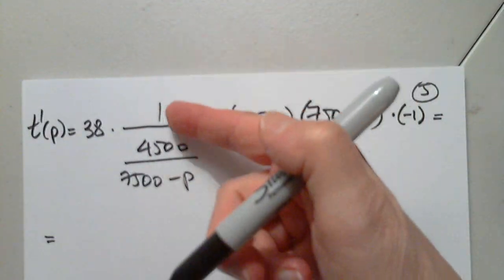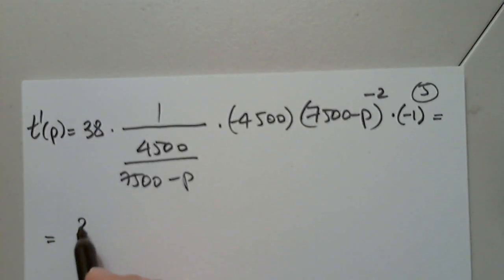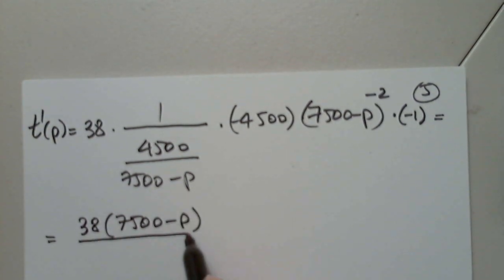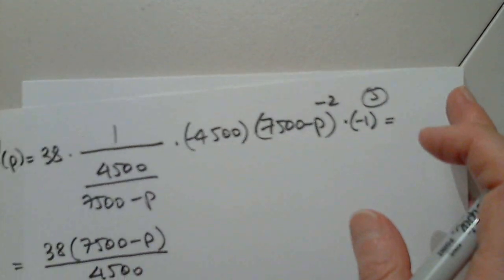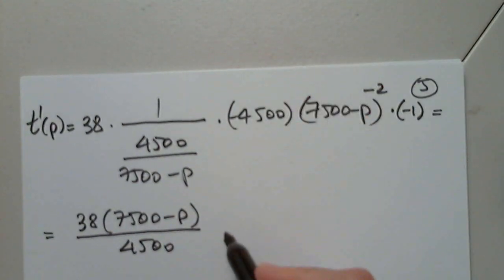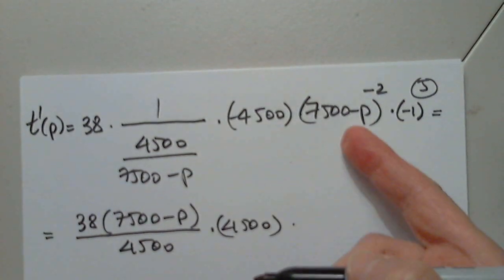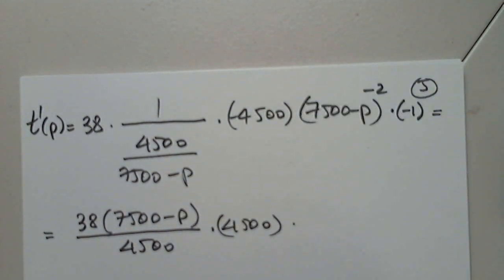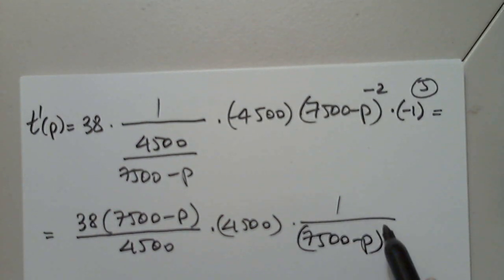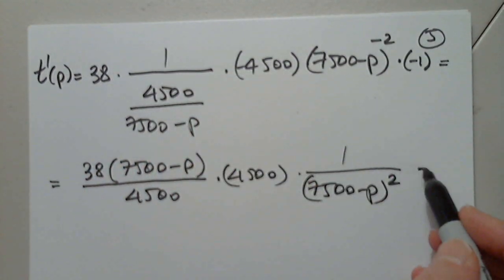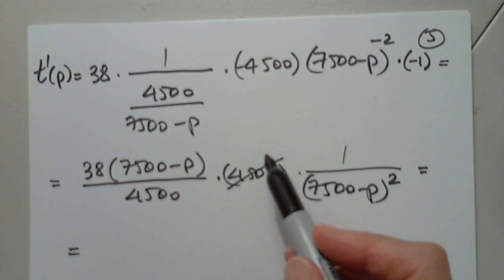Now I flip this, it's 1 over a fraction. So I have 38 times (7,500 minus p) over 4,500. Negative 1 times negative 4,500 would be 4,500 times 4,500. And times, or if you want, you can bring it down now, (7,500 minus p), everything squared. So I have this times this times this. There is no need to multiply.